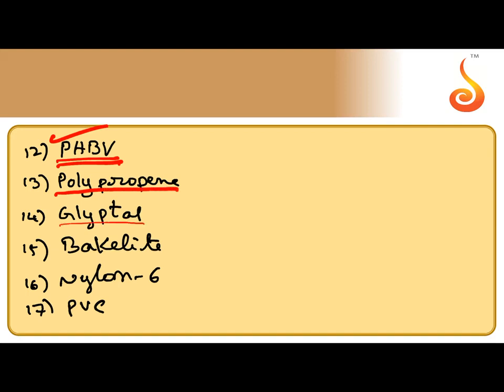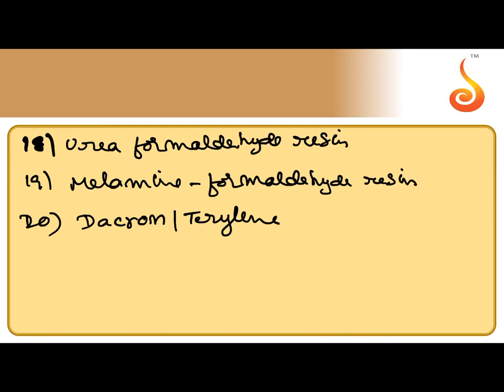Polypropene. Glyptal. Bakelite, this is obtained via novolac. Nylon 6, this is a homopolymer. Caprolactam is the monomer. PVC, polyvinyl chloride. Vinyl chloride is the monomer. Urea formaldehyde resin: formaldehyde and urea both are monomers. This is a copolymer. Melamine formaldehyde resin: melamine and formaldehyde both are monomers.